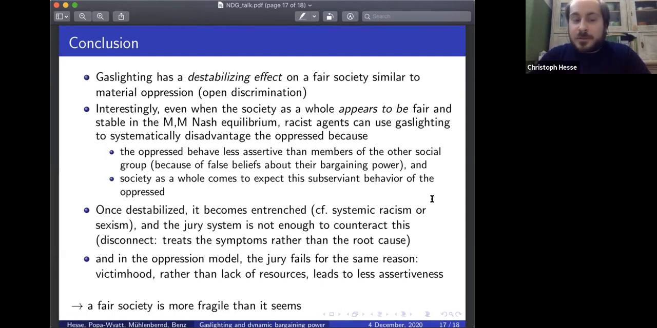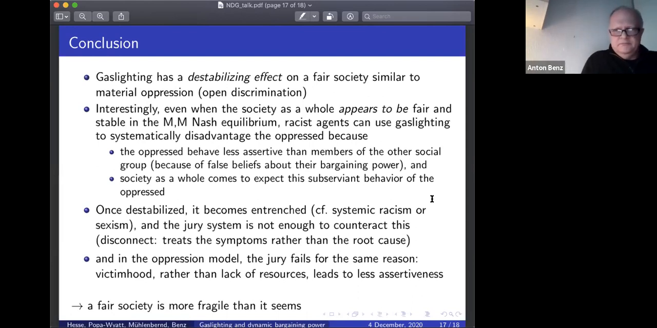a feedback loop. So on the one hand, what happens is that the oppressed behave less assertive than members of the other social group because of false beliefs about their bargaining power, right? Remember in the Nash demand game, assertiveness, how high the agents make their bids is solely based on their bargaining power. So if they have more bargaining power, the agents get more bold, more assertive. And if they have lower bargaining power, they get less assertive.